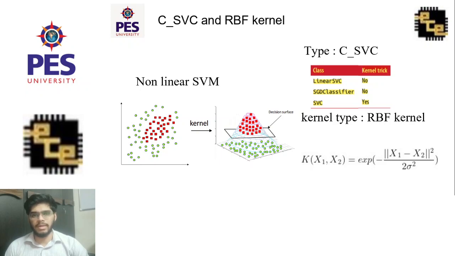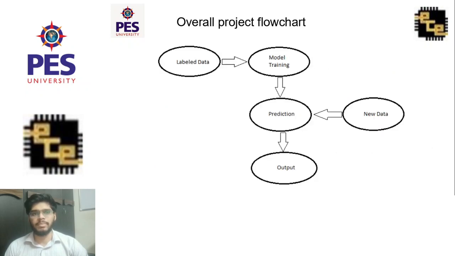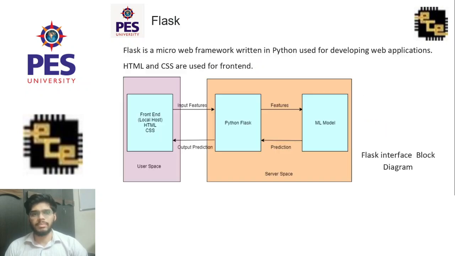SVC and RBF kernel. Since the input data to SVM is not linearly separable, we use a nonlinear SVM which uses a kernel function to convert the nonlinearly separable input space into a linearly separable feature space. We use nonlinear SVM of type SVC and kernel type RBF. Overall procedure. We have represented our project procedure so far in the form of a block diagram, from creating the dataset to predicting the output. Our next problem is to present this to a common user to use our project.